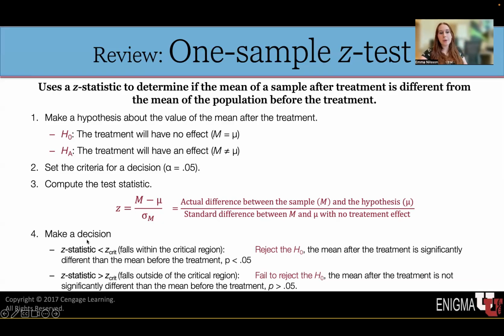And then we compare our z statistic. We see if it falls in our critical zone. If the z statistic falls within our critical region on the outside, that means our p-value is less than 0.05 and we reject the null hypothesis, which means that the mean after the treatment is significantly different than the mean before the treatment. But if the z statistic falls outside the critical region in that middle section of our distribution, then we fail to reject the null hypothesis. The mean after the treatment is not significantly different to the mean before the treatment.